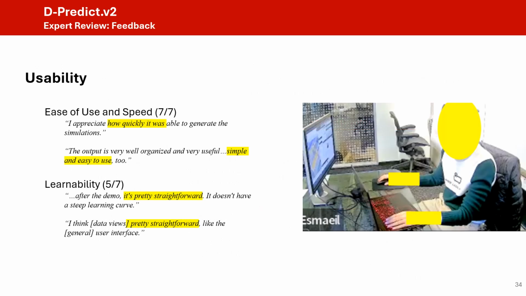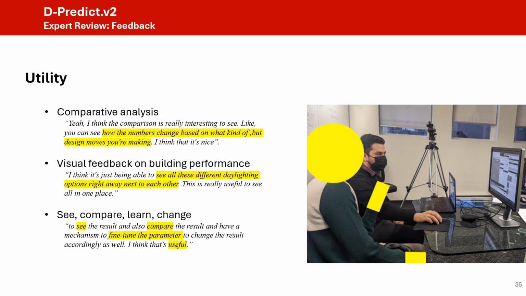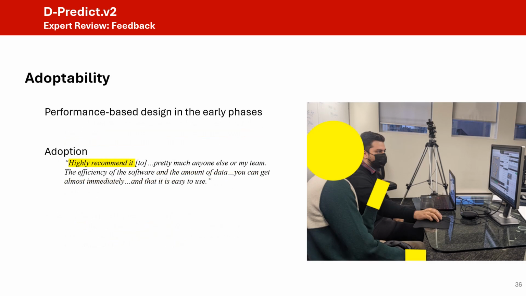I summarized and categorized their feedback into 3 groups: usability, utility, and adaptability. Regarding usability, we received positive comments. All participants appreciated the ease of use and speed of the prototype, and 5 out of 7 participants mentioned that the interface was easy to learn. In terms of utility, participants praised features such as comparative analysis and visual feedback on building performance, and how they could see, compare, and learn from the interface to modify their designs and make better decisions.